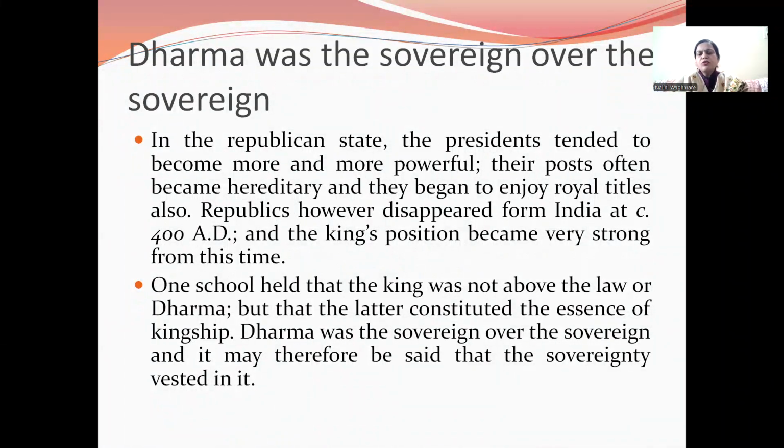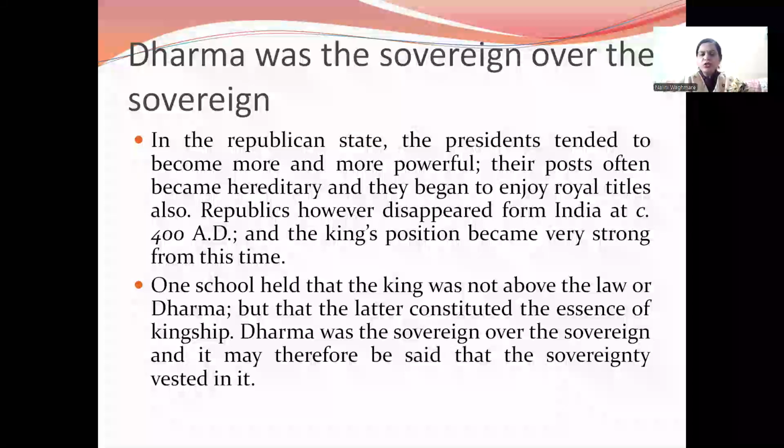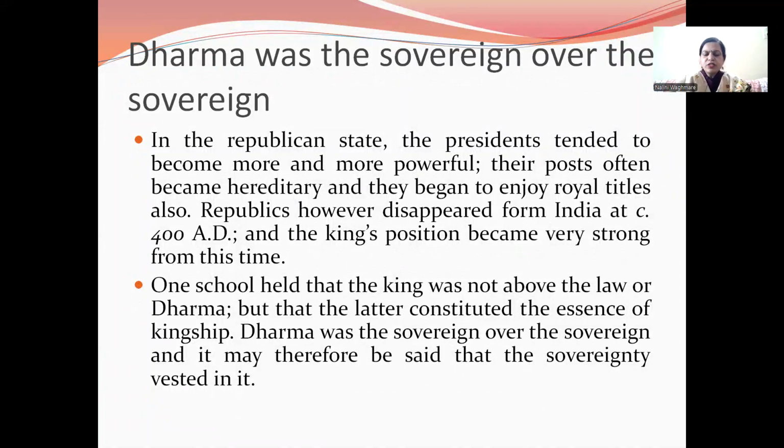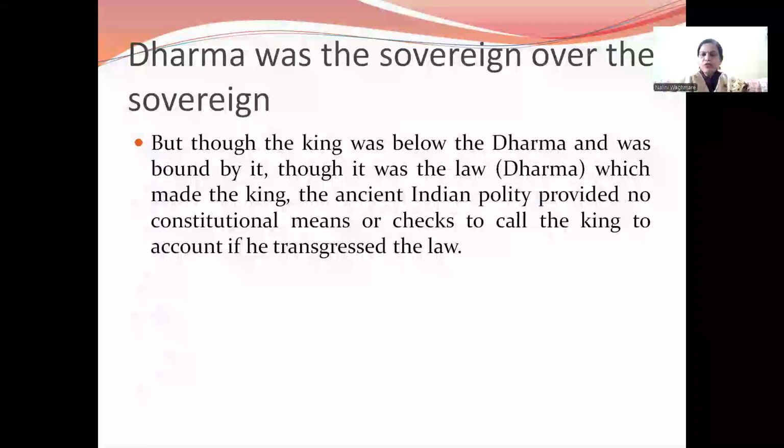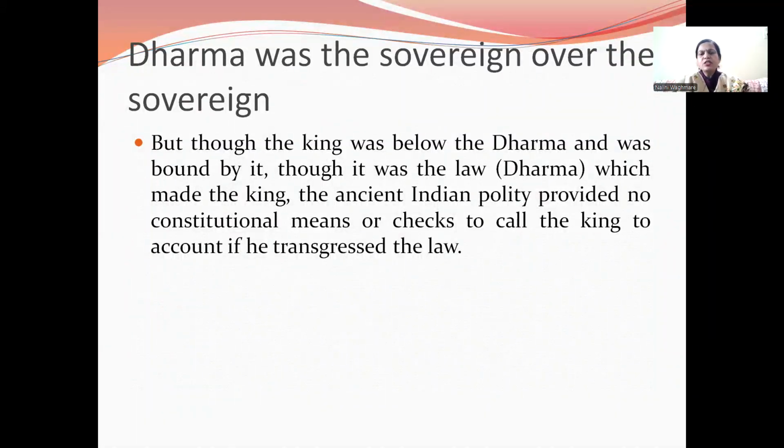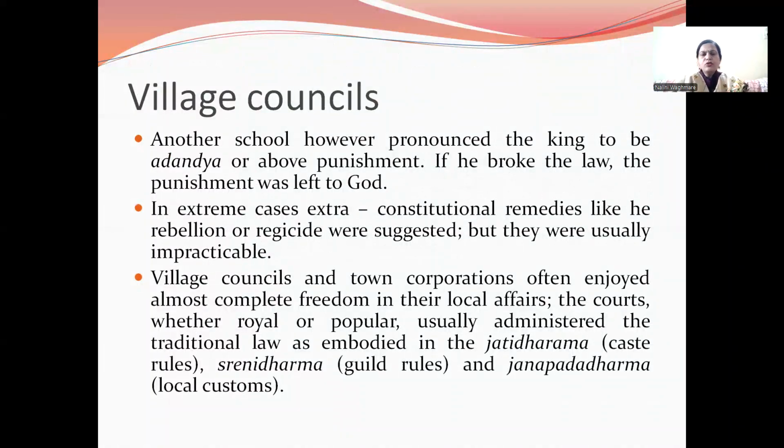One school held that the king was not above the law or dharma, but the latter considered cases of kingship. Dharma was the sovereign over the sovereign, and it may therefore be said that sovereignty rested in it. But though the king was below the dharma and was bound by it, it was the dharma which made the king. Ancient Indian polity provided no constitutional means or checks to call the king to account if he transgressed the law. Another school, however, pronounced the king to be above punishment. If he broke the law, the punishment was left to God. In extreme cases, extra-constitutional remedies like rebellion or regicide were suggested, but they were usually impractical.